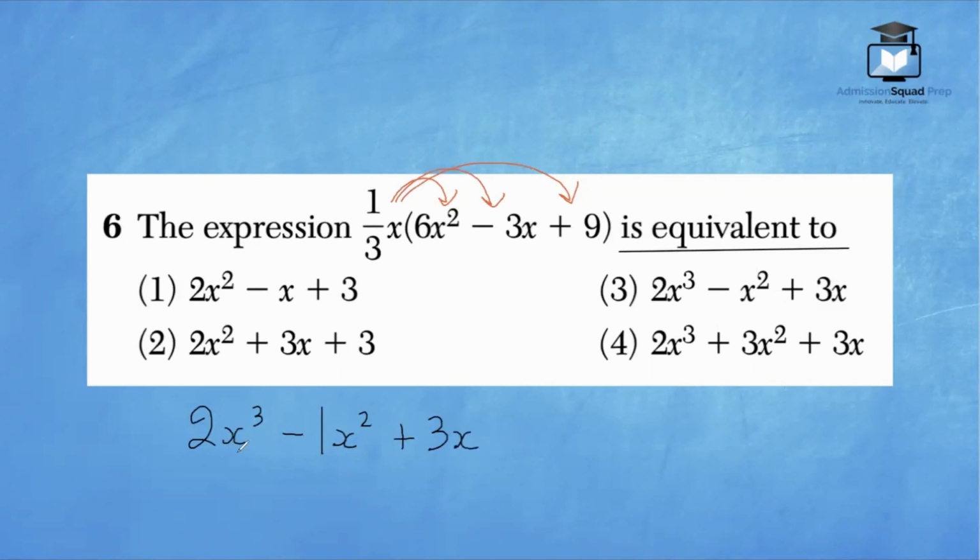So we have 2x cubed minus 1x squared plus 3x. We don't technically need the 1 there, so I'm going to rewrite that one more time for us. We have 2x cubed minus x squared plus 3x. So the correct answer is choice 3.